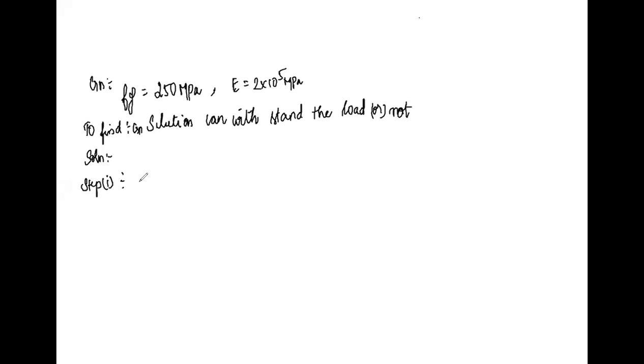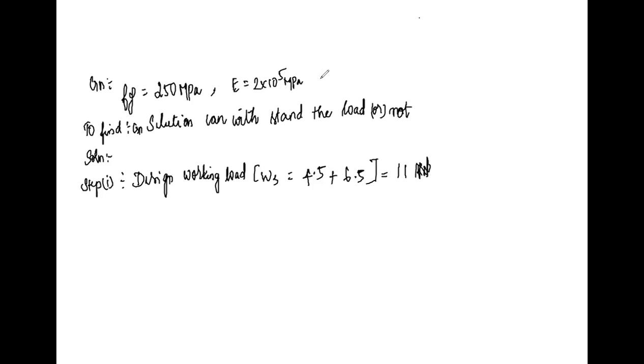Okay, coming to step 1, first we have to calculate the design working load. In this sum, it is represented as WS. WS is equal to the working load. In this question, it is given that the dead load is 4.5, so we have to add that 4.5 plus 6.5, which is the live load. By adding these two, we get 11.